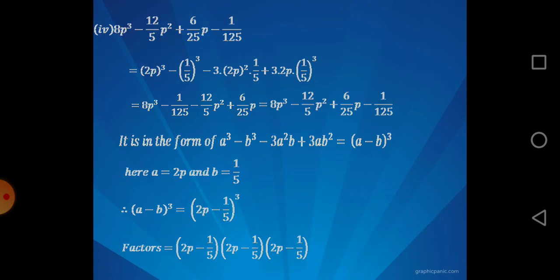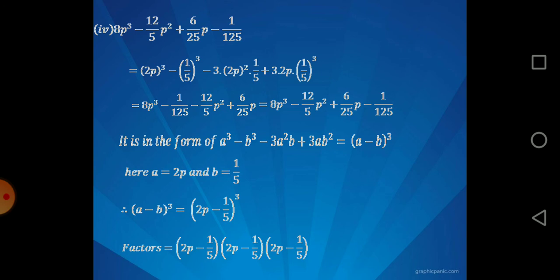Now let us see the fourth question. This is also I am doing because most of the children, when they see the fractions, they leave the question. We are unable to do. Teacher, this is hard because fractions are there. So I am doing this problem also. It is also very easy. Now again observe the question. 8p cube minus 12 by 5p square plus 6 by 25p minus 1 by 125.